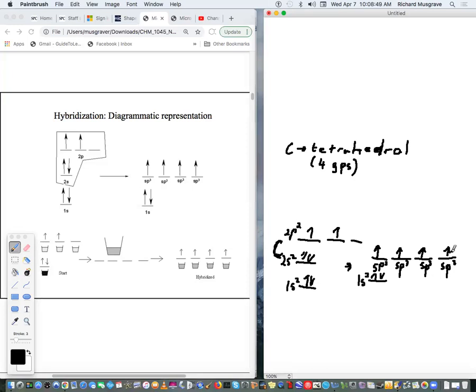Does anybody have any questions? If you haven't seen one before, look it up. It's a true thing. I didn't make it up. All right, so that's what hybridization looks like.